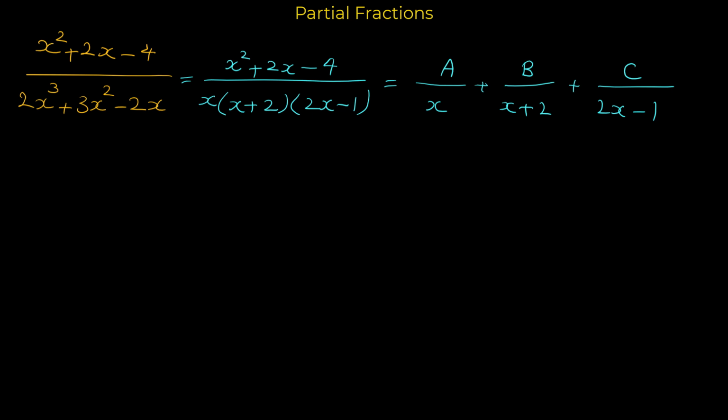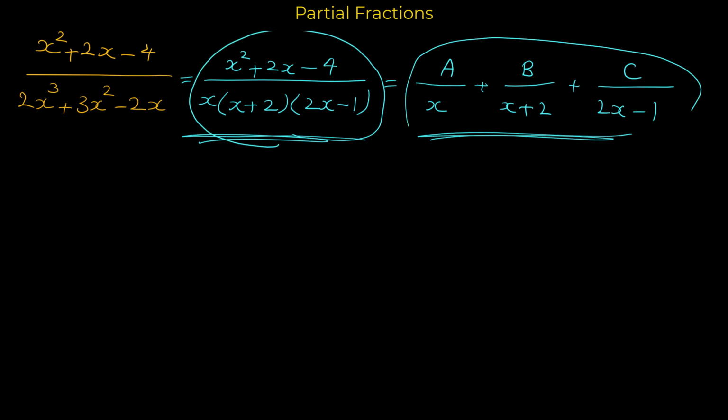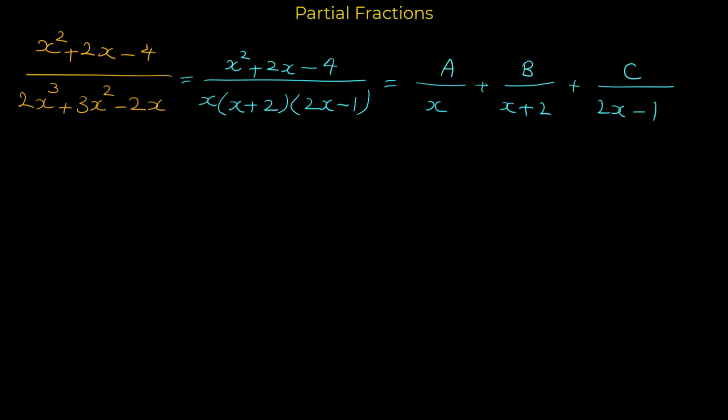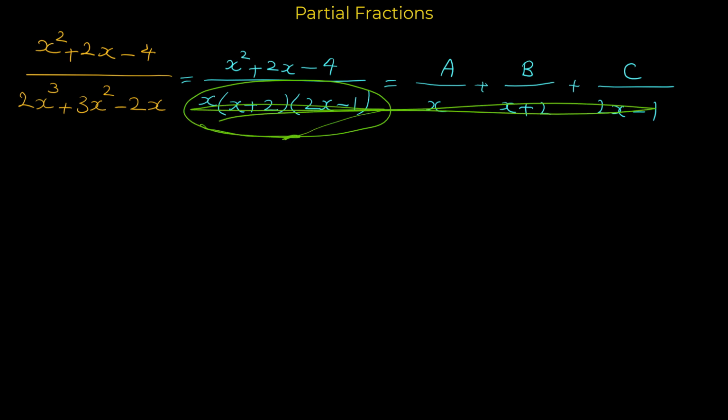For finding A, B, C, we multiply both sides of this equation. Attention, this is equal to this. And we want to find A and B and C such that this fraction equals the sum of these fractions. So basically we have an equation, and for finding A, B, C, we multiply both sides by the denominator, because we want to get rid of the fractions on both sides.